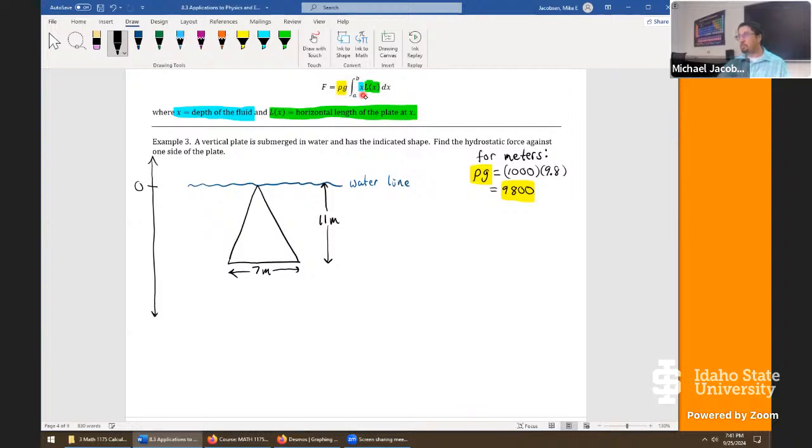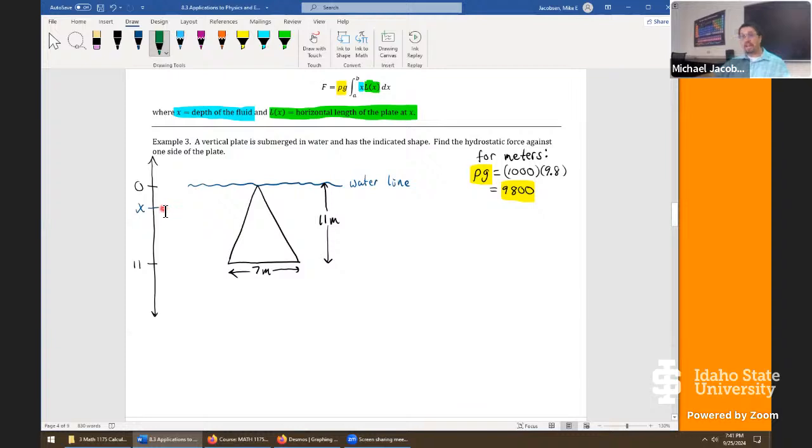Right at the water line, you think of that as a distance 0 below the water line. We're going as low as a distance of 11 meters. Next, we just pick a value of x. That's going to be the depth of the fluid. It could be anything between 0 and 11, but usually you'd want to put it somewhere over here just to make a pretty diagram, and we go to write this out.